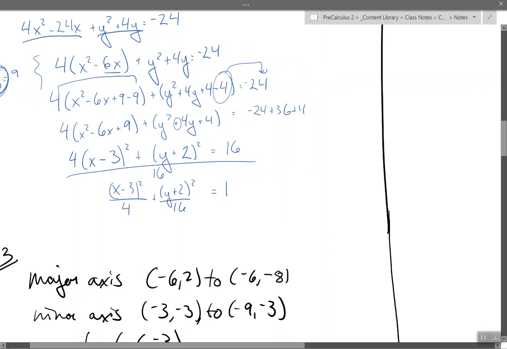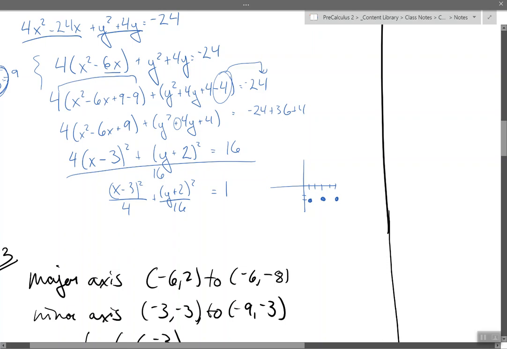Okay, so all I'm going to do is graph this. So I'm going to start by plotting the center. The center is at 3, -2. So very similar to the previous problem. Okay, in the x direction, we're going to go whatever this number is, the square root of that. So the square root of 4 is 2. So I'm going to go 2 to the left and 2 to the right. So this is a pretty tight ellipse.